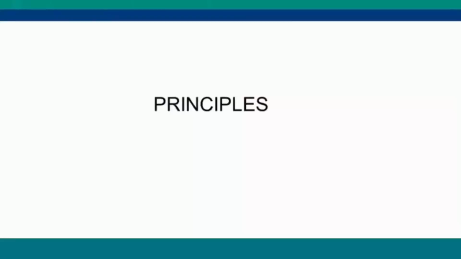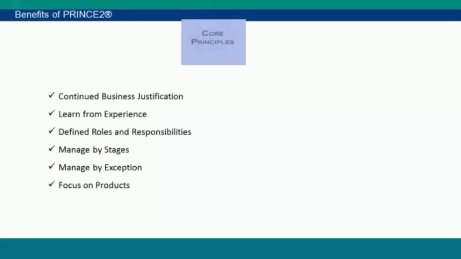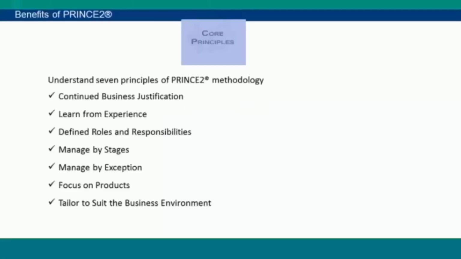Now, principles, okay? So what are the principles we have? First, continued business justification. Second, learn from experience. Third, defined roles and responsibilities. Fourth, manage by stages. Fifth, manage by exception. Then focus on products, then tailor to suit the business environment. Okay, so these are my seven principles according to PRINCE2.